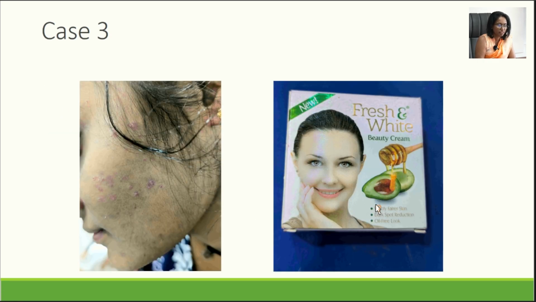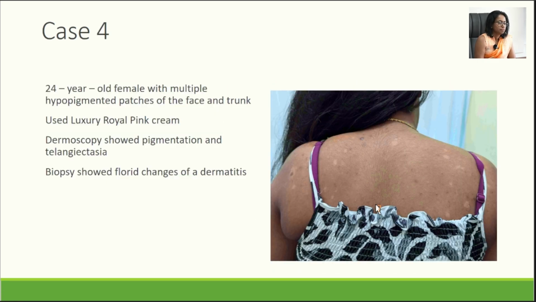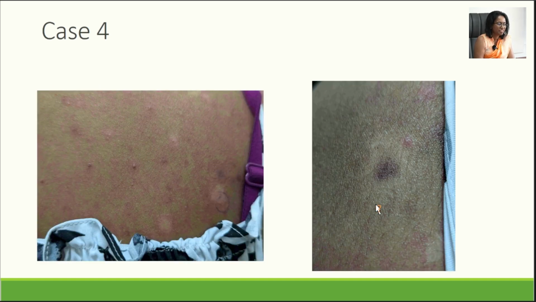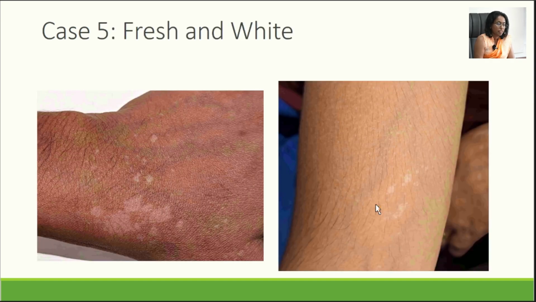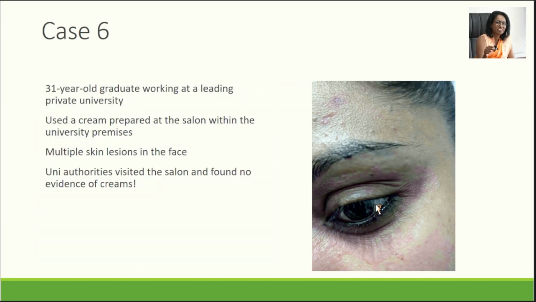And look at the severe acne. Now this is her cream. This is something I had never heard of, luxury royal pink. There was a dermatitis and look at the patchy hypopigmentation and depigmentation. Okay. Again fresh and white. This is NSBM salon. Right? The salon people prepare the cream. Right? These are the lesions.